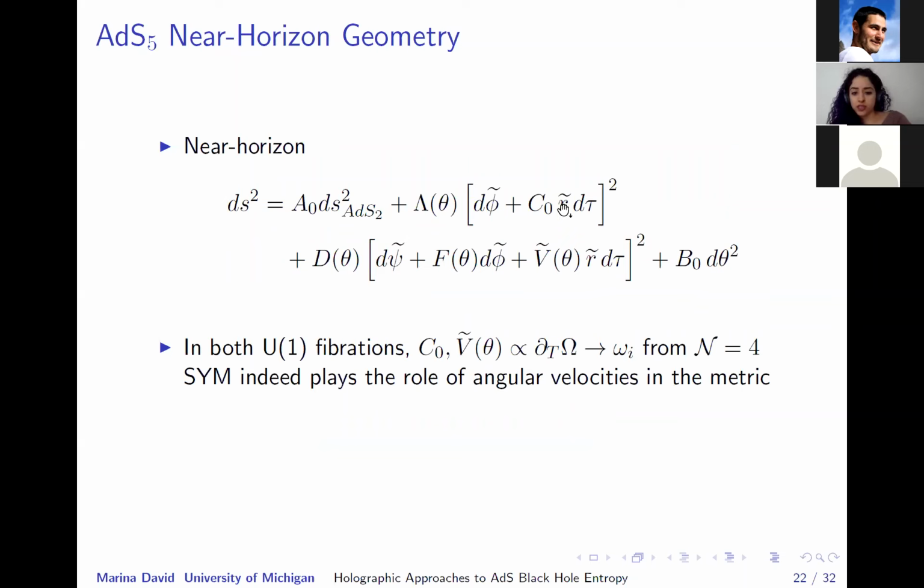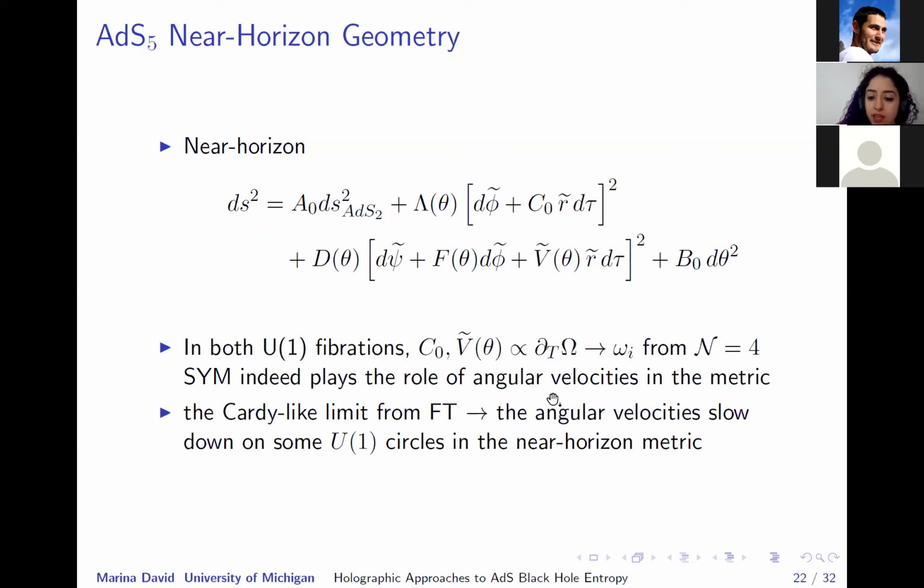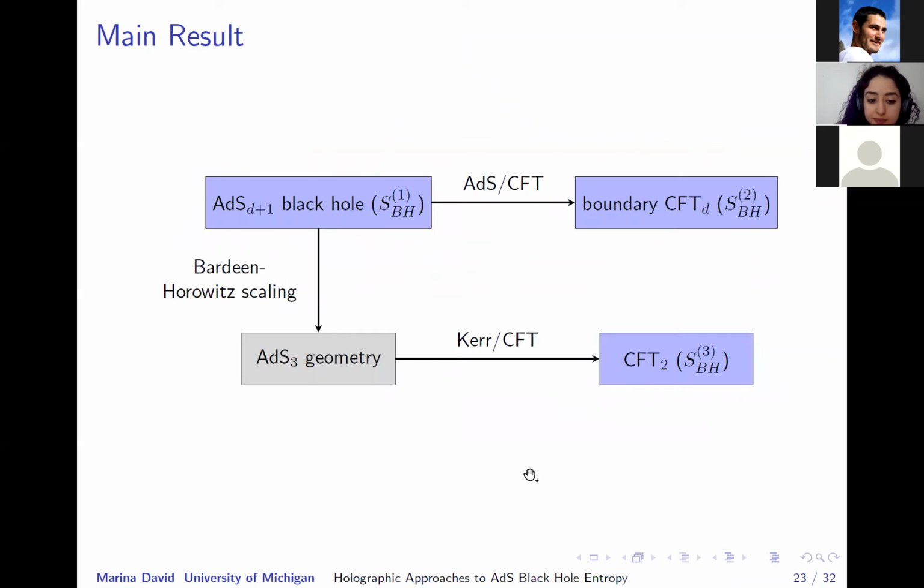So in both of these circles, you'll see that, although I didn't write it, you'll see from the expressions that C and V are proportional to the time derivative of omega, or the temperature derivative of omega, really showing that the angular velocities are slowing down on these U1 cycles in the near horizon geometry. And indeed that they play a role in the angular velocities in the metric.